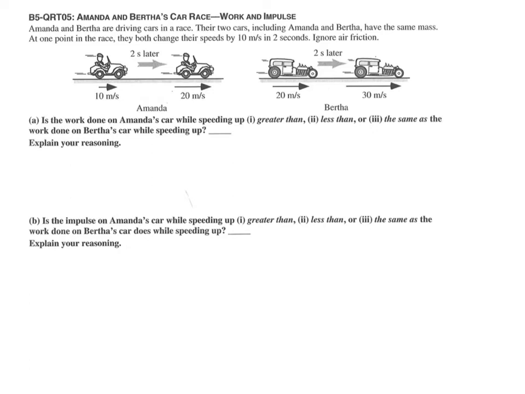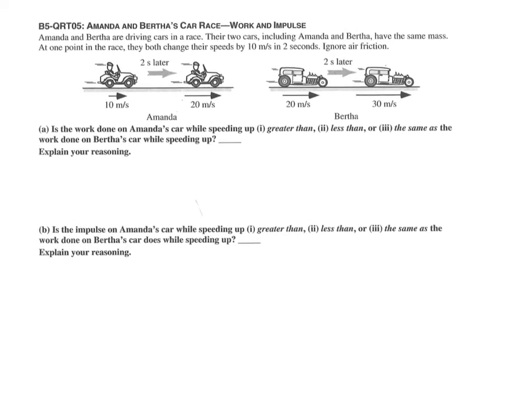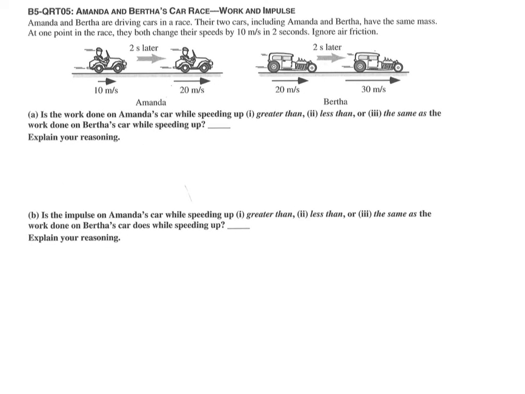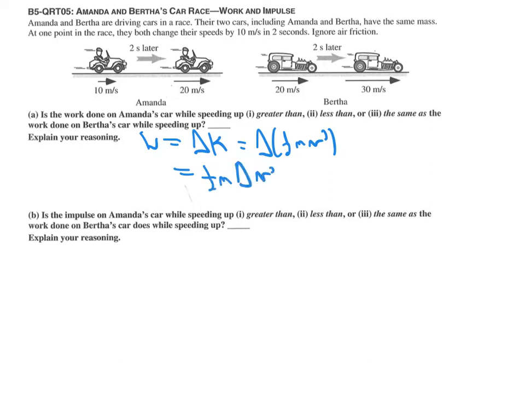So this is going to come back to the work energy theorem, which says that the work done is equal to the change in kinetic energy, which means it's the change in 1/2 mv squared. And so we come out and we say this is 1/2 m times the change in v squared.